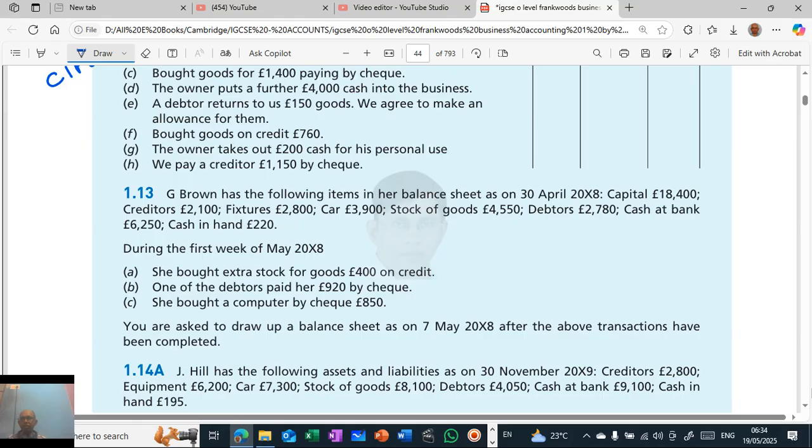During the first week of May 20-8, she bought extra stock of goods, 400 on credit. One of the debtors paid 920 by cheque. She bought a computer by cheque, 850. You are asked to draw up a balance sheet as on 7th May 20-8 after the above transactions have been completed. So let us see how to prepare a balance sheet.